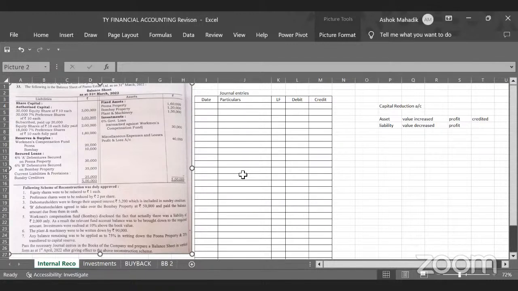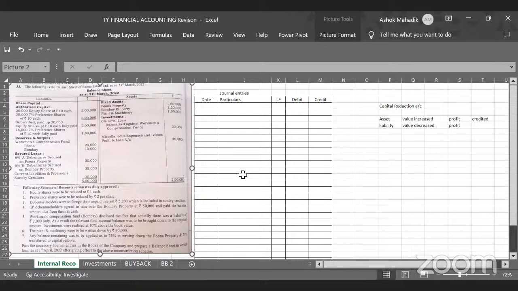First, equity shares were to be reduced to one each. As I told you, this company is trying to get stakeholders to sacrifice some amount. The real owners of the company are equity shareholders, so they will be doing the maximum sacrifice. See how much was the equity capital? You can see there were 20,000 equity shares of 10 each, so they had contributed 2 lakh rupees.